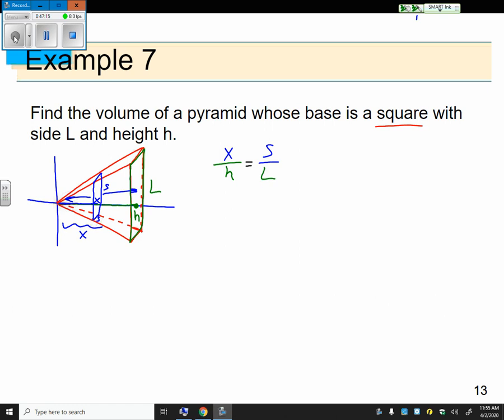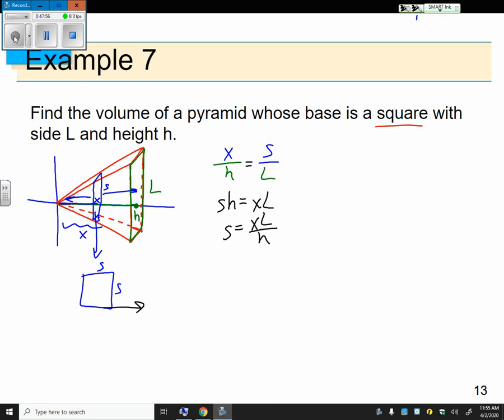And remember, my goal with this is to figure out what the area is of this square. To figure out what the area is, I'm going to do side times side, so I need all this in terms of side. So I'm not going to cross multiply here, even though it might look like it. I'm actually going to multiply both sides by LH. And whenever I do that, that gives me SH is equal to XL. Solving this for S, which is what I need. You don't see why I need S, just hold on tight for a second. I get XL over H.